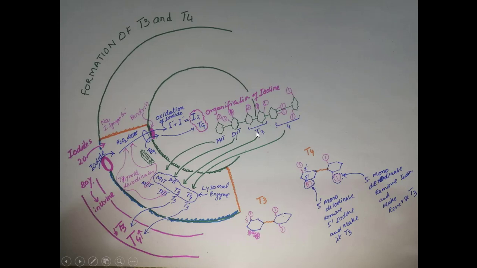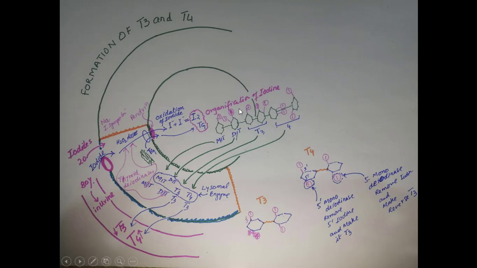If these two combine together, if this pair forms, this is known as T3. And if the pair is formed between a tyrosine having two iodine molecules and another tyrosine having two iodine molecules, that means two tyrosine molecules having two iodines each, then it will be known as T4.